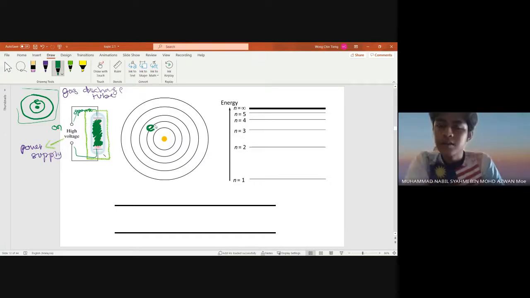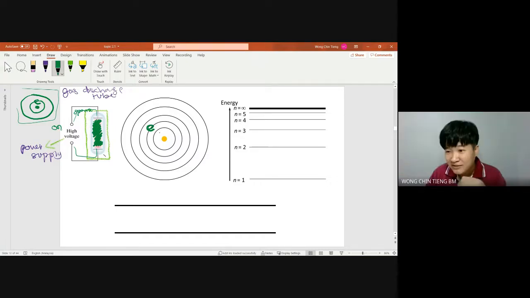Energy level increase. Energy level increase. Energy level duduk sana diam-diam weh. Siapa yang akan increase? Electron. Electron will move up. Betul. Electron will move to a higher energy level.